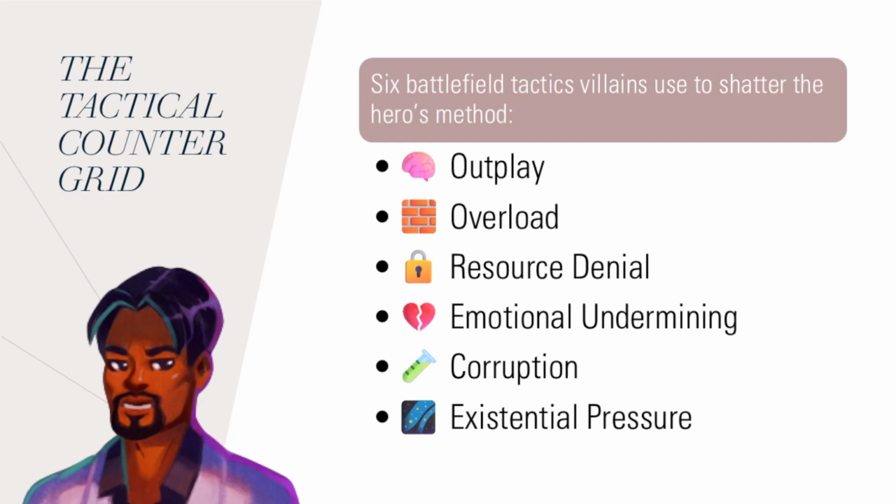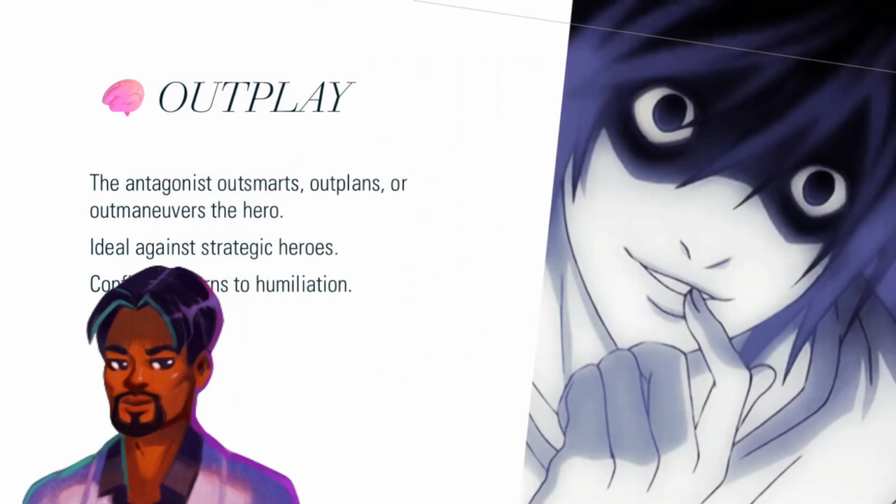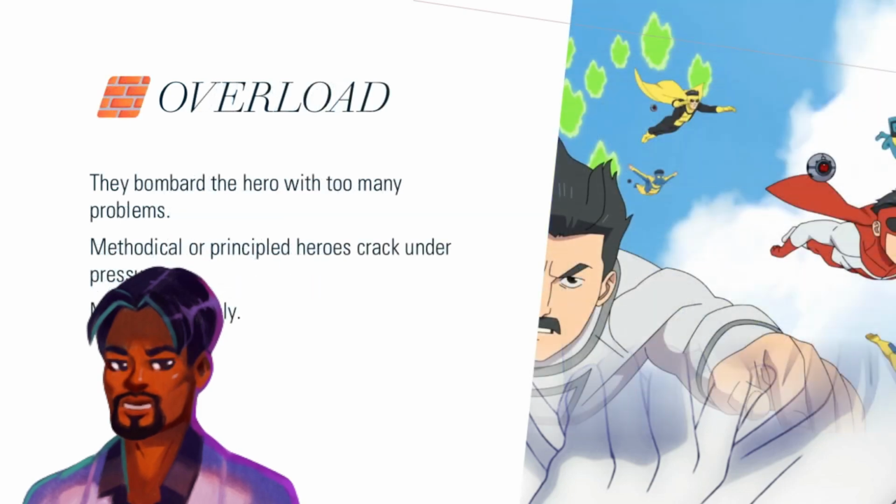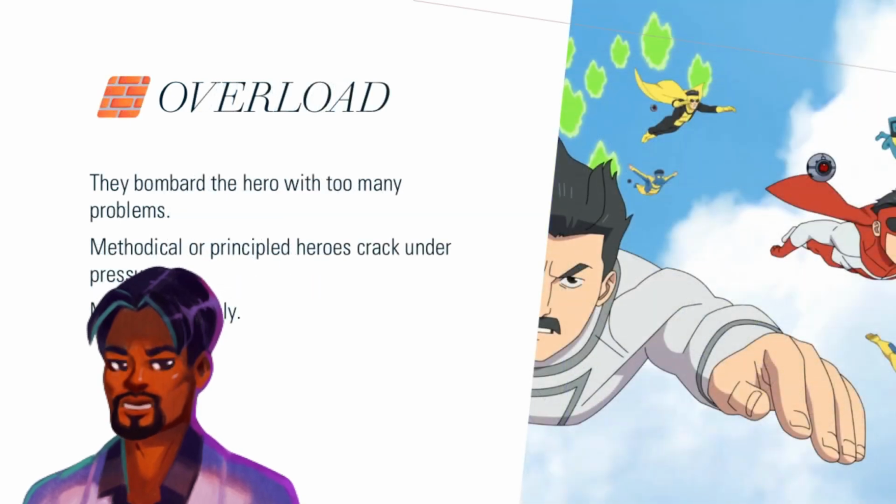This is where we zoom in on what I call the tactical counter grid. 6 pressure tactics villains use to cut through the hero's approach and make them suffer for it. Each one attacks a different axis of the hero's problem-solving style. These aren't narrative roles. They're battlefield tactics, psychological weapons, strategy warfare. The antagonist could outplay them. In this case, they outsmart, outplan, or outmaneuver the hero. Strategy-based heroes get exposed. Confidence turns into humiliation. It's a chess match. The villain's always one step ahead, or they could overload them.